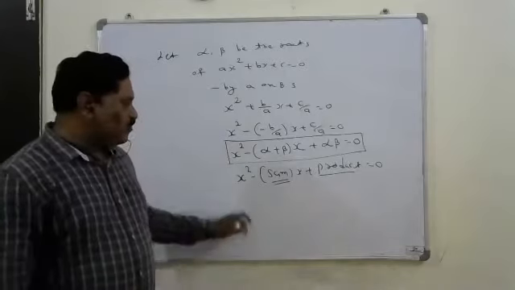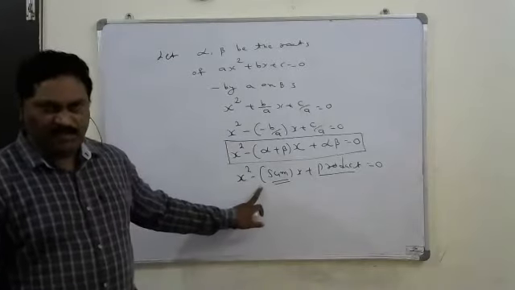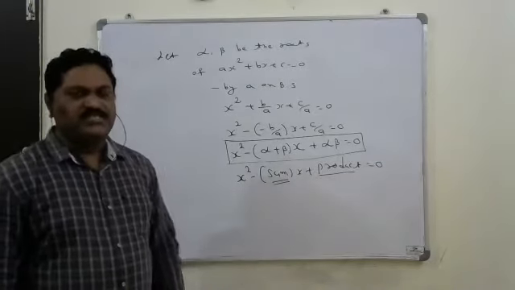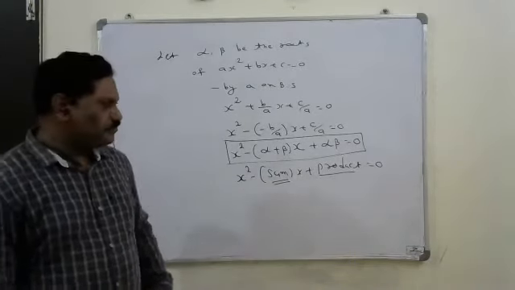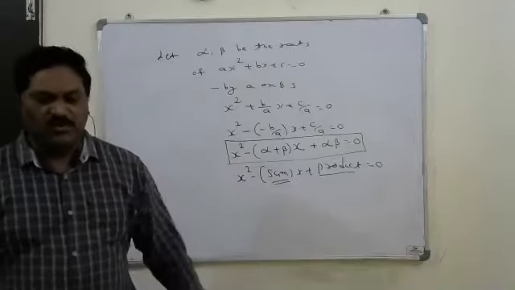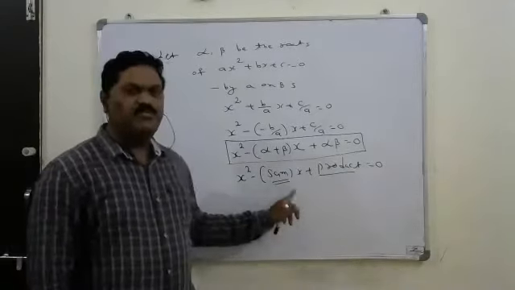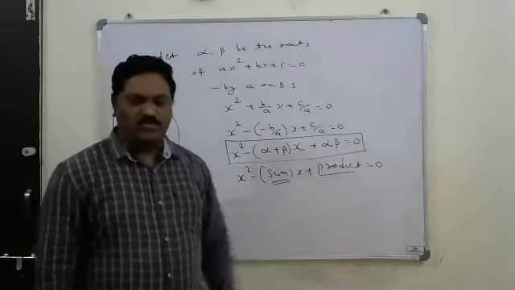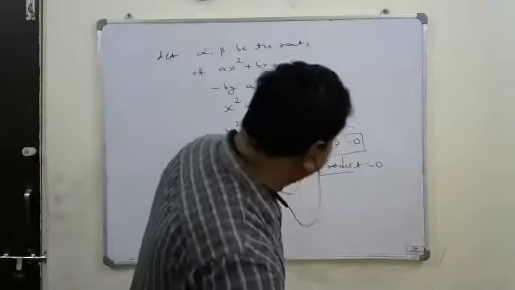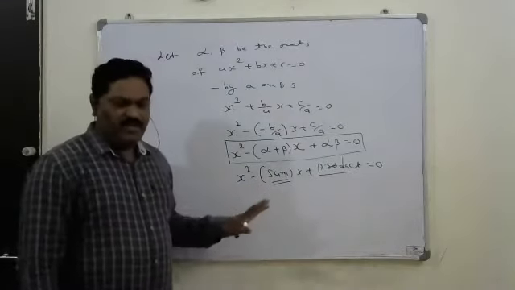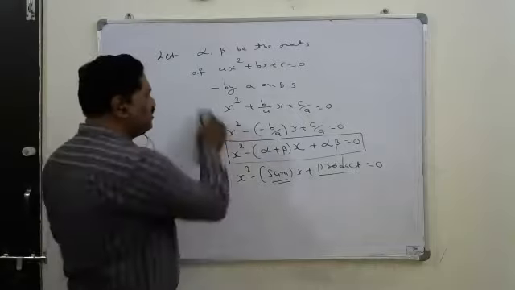That is x square minus sum of the roots into x plus product of the roots is equal to 0. Okay. So like that we will find the quadratic equation. So now here we will see some other points.